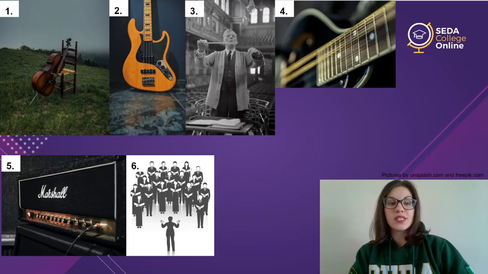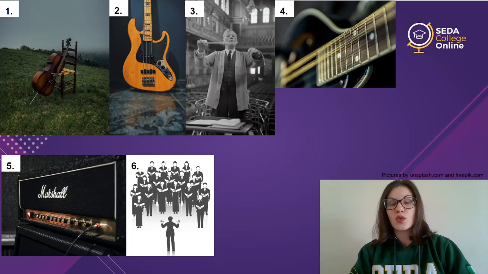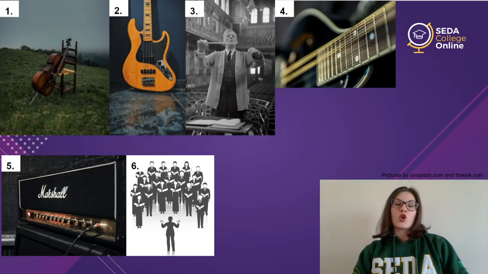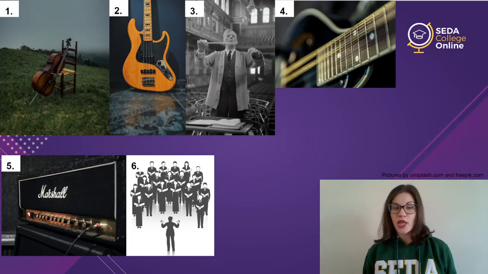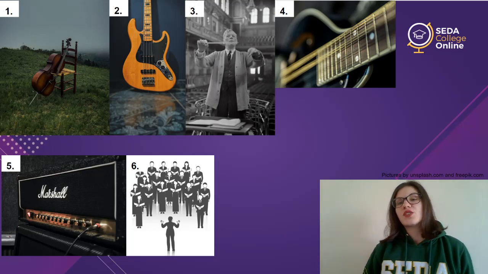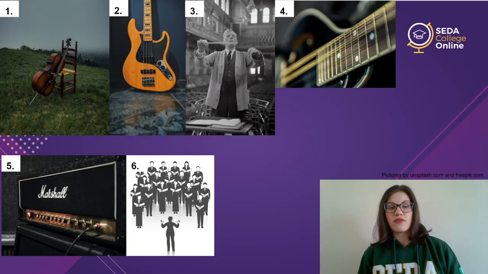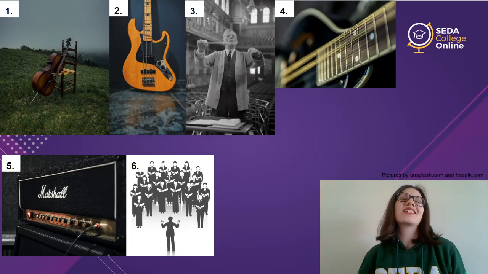Number 5, you see some equipment that we use sometimes when we play music. And in number 6, you see a group of people who are singing together as a group. So, can you name any of the 6 pictures? If yes, tell me in the comments. Write 1 and tell me the name of the instrument. 2, 3, 4, 5, 6. Let's see how good you are, alright?